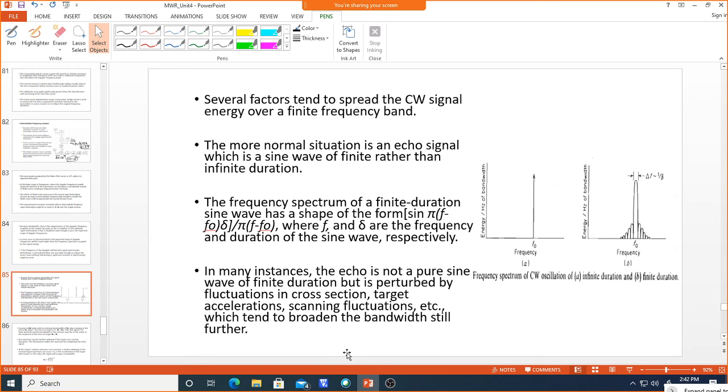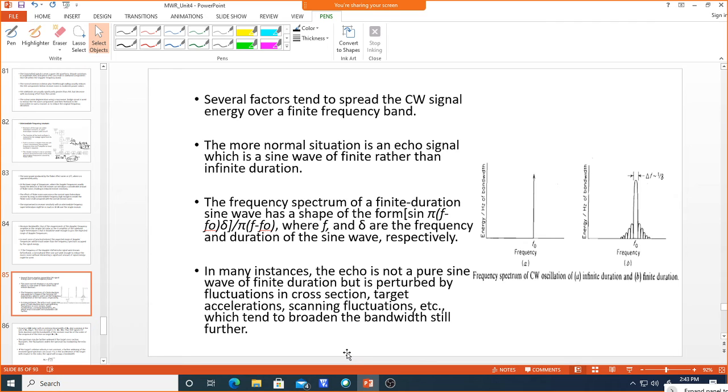So there is fluctuation in the radar cross section of the target, and the target sometimes accelerates or sometimes decelerates. Also there are antenna scanning fluctuations: the antenna might scan fast or slowly, depending upon fluctuations in the circuitry, motor, everything.